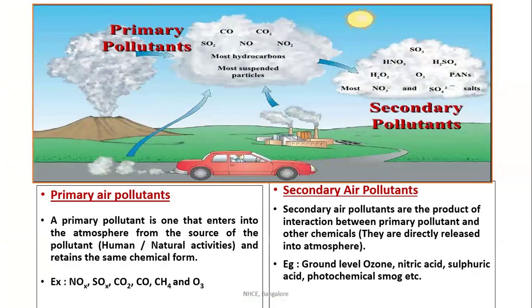So we are seeing the clear distinction between primary and secondary air pollutants here. A primary air pollutant is one that enters the atmosphere directly from the source and retains the same chemical form. We have already discussed examples: nitrogen oxides, sulfur oxides, and so on. Secondary air pollutants are formed by the interaction between primary air pollutants and other chemicals in the atmosphere. Ground level ozone, nitric acid, and sulfuric acid are formed from oxides of nitrogen and oxides of sulfur. Photochemical smog is also formed from ozone interacting with oxides of nitrogen.